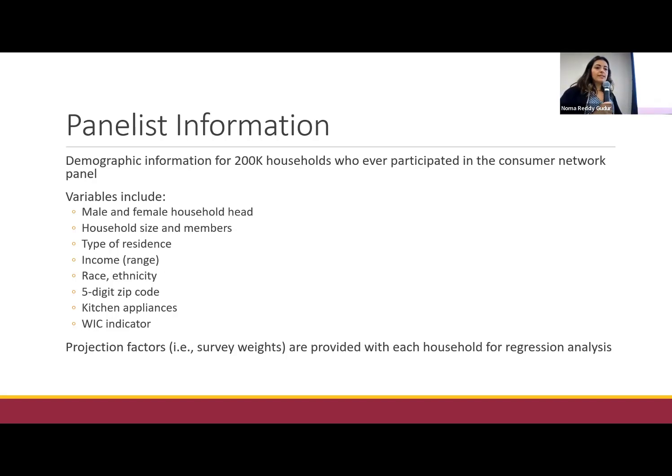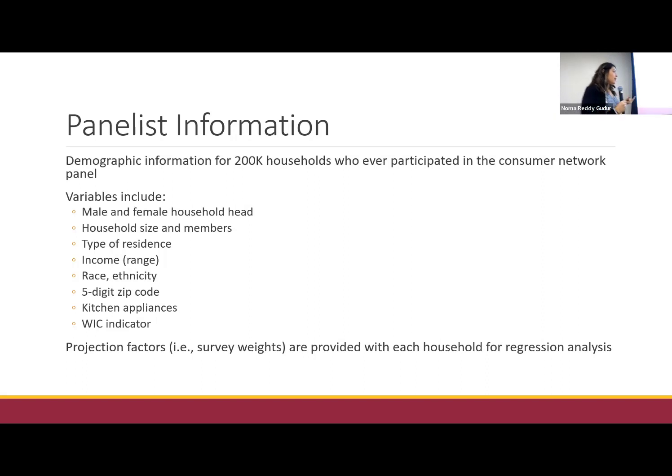We know the type of residence, if they're renters or owners. We have a range that will indicate the annual income for the household. We have race and ethnicity variables, identifications. For the panelist information, we have 5-digit zip codes as opposed to the 3 for the retailer. We know if the household has kitchen appliances, which is important for looking at questions around food access. And then we have a WIC indicator, not a SNAP indicator though. So unfortunately, we don't have that.